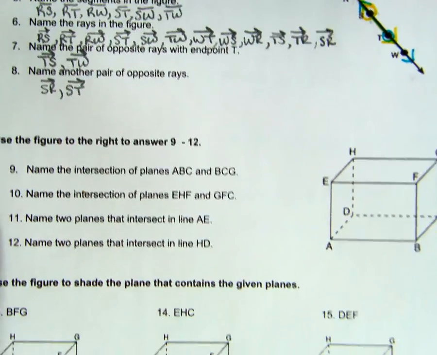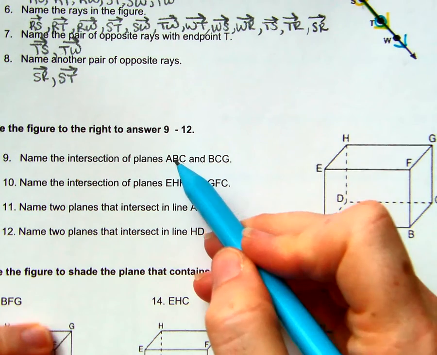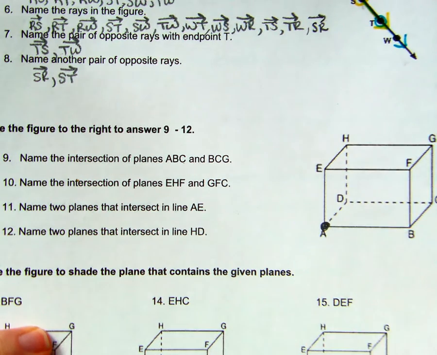Moving on to number 9. Number 9 says, name the intersection of planes ABC and BCG. The intersection of planes for ABC and BCG. All right. So here's kind of how we want to think about this. And I may have to pull in another sheet of paper here in a minute. But if I want to think about what does plane ABC look like? Okay, so ABC. Well, here's A, and here's B, and here's C.